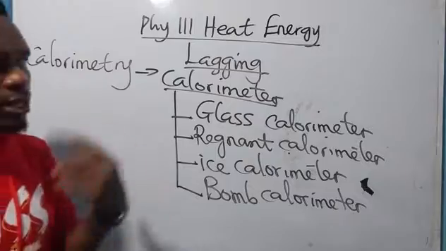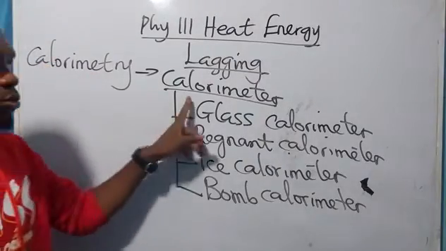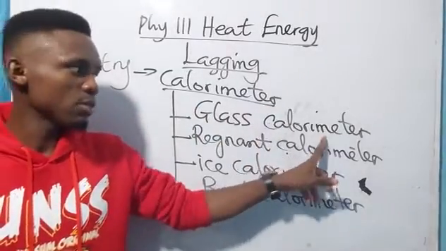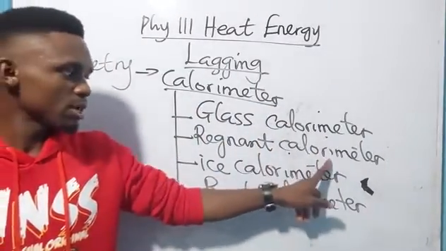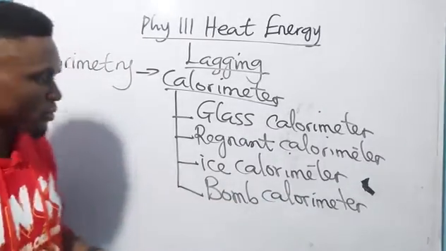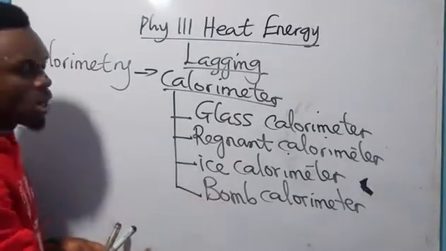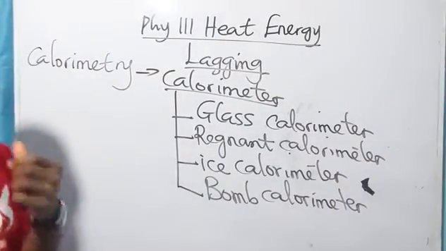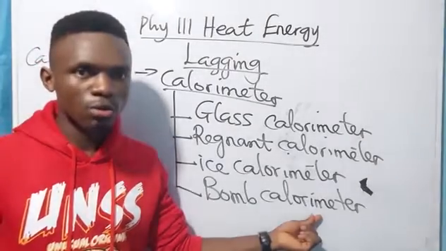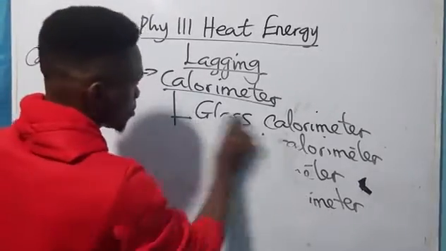Then the process of measuring this amount of heat lost is called what? Calorimetry, and it is measured using what? A calorimeter. These are the various types of calorimeter: the glass calorimeter, Regnault calorimeter, ice calorimeter, and what? Bomb calorimeter. Please take note, heat of combustion is measured using what? The bomb calorimeter. The heat of combustion is measured using the bomb calorimeter. It is very, very important. So that is for that.